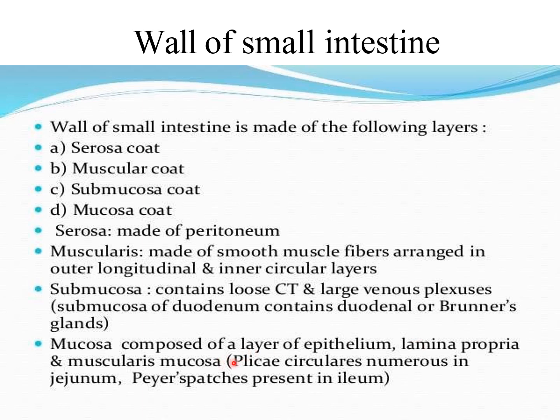The plicae circulares are numerous in jejunum. Peyer's patches are present in the mucosa of ileum. The wall of small intestine has 4 layers: serosa, muscular coat, submucosa coat, and mucosa coat. Each of these have again different components.